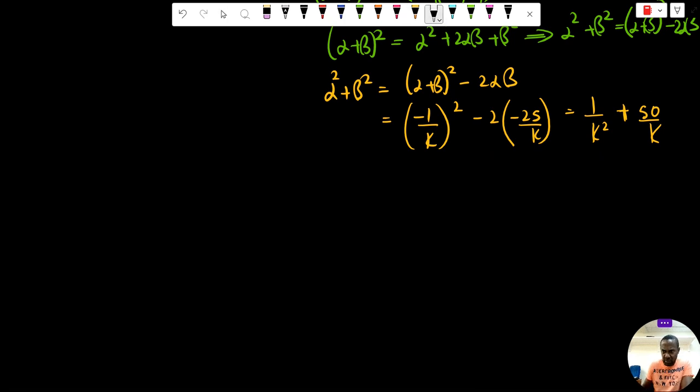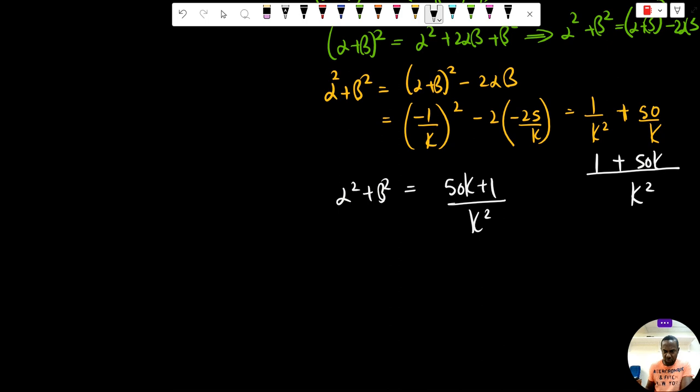Now we can proceed and essentially express this as a single fraction. So let's do that. We draw a line underneath, and the common denominator would of course be k squared. We put that down. We say k squared into itself, that goes 1. 1 times 1 is 1, back our plus sign. Then we say k into k squared, that goes k times 50 is 50k. And so therefore what we have for this expression is alpha squared plus beta squared is equal to, let's write it as 50k plus 1 divided by k squared. Right? So we're good so far.